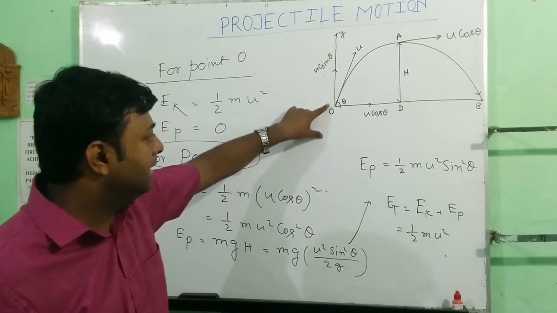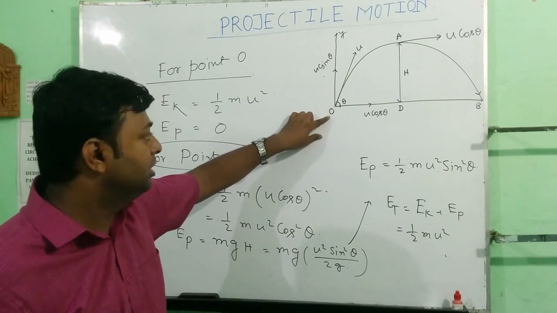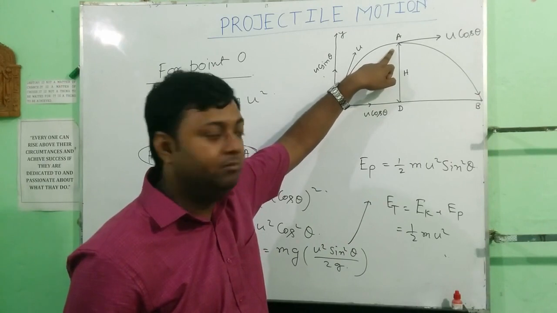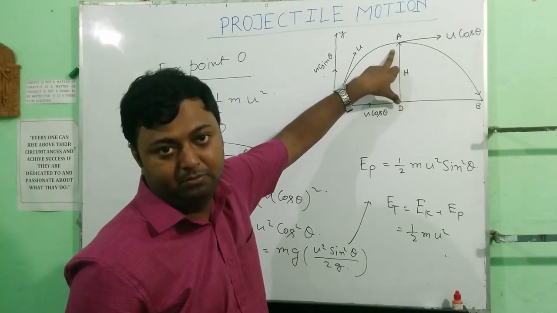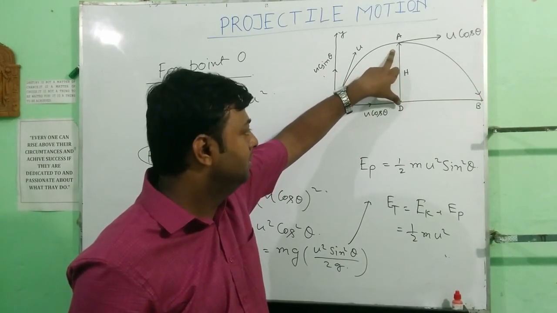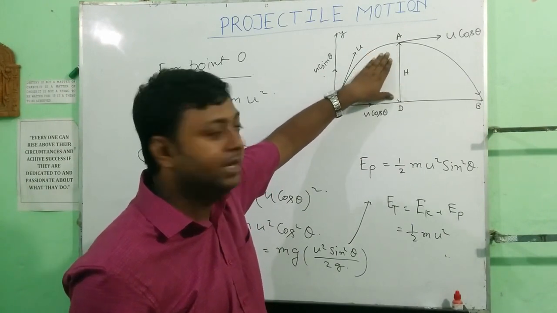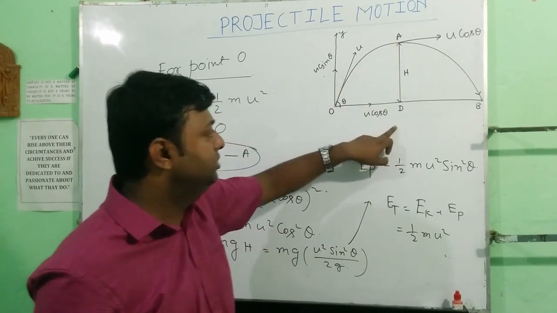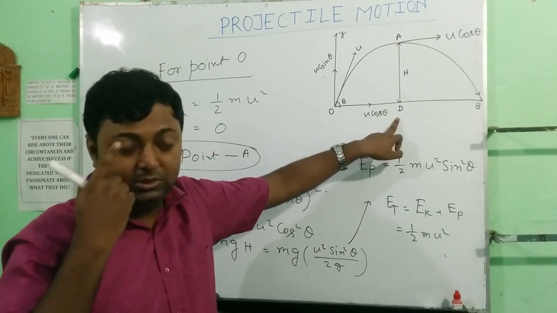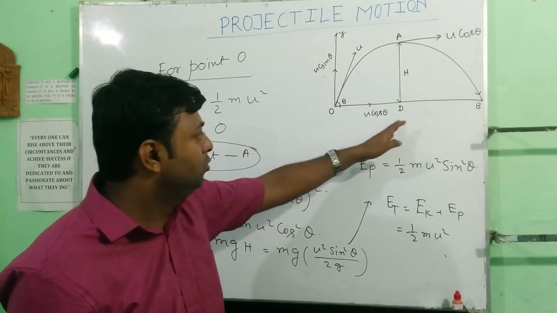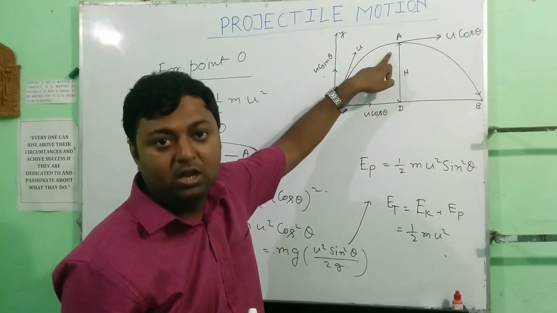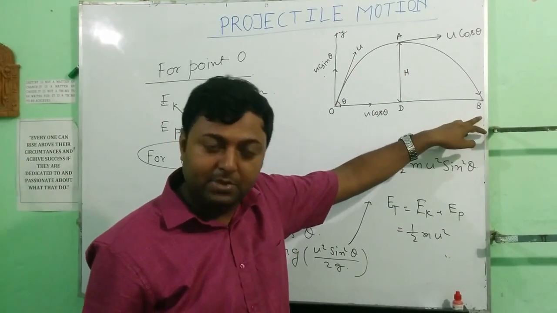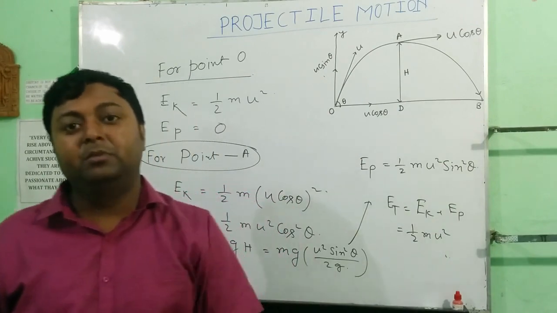Here kinetic energy is maximum and potential energy is minimum. But at the top, kinetic energy is minimum and potential energy is maximum, because the height is maximum. At range R by 2, kinetic energy is minimum and potential energy is maximum. At range R, kinetic energy is maximum and potential energy is minimum, that means 0.